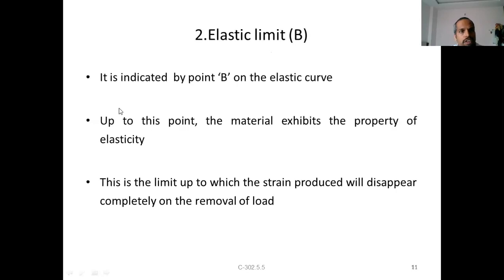The next one is the elastic limit. It is indicated by point B on the curve. Up to this point, the material exhibits the property of elasticity. What does it mean to exhibit elasticity? It means if you remove the load, whatever deformation or strain was produced will disappear, and the material gains its original shape. That is nothing but elastic. This is the limit up to which the strain produced will disappear completely on removal of the load. Completely means it gains its original shape.